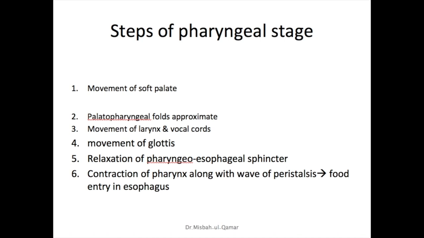Once the larynx is raised and the pharyngoesophageal sphincter is relaxed, the entire muscular wall of the pharynx contracts in the next step. This contraction begins in the superior part of the pharynx. Along with the contraction, a wave of peristalsis also begins, spreading into the middle and inferior pharyngeal areas. As a result, the food is propelled into the esophagus.